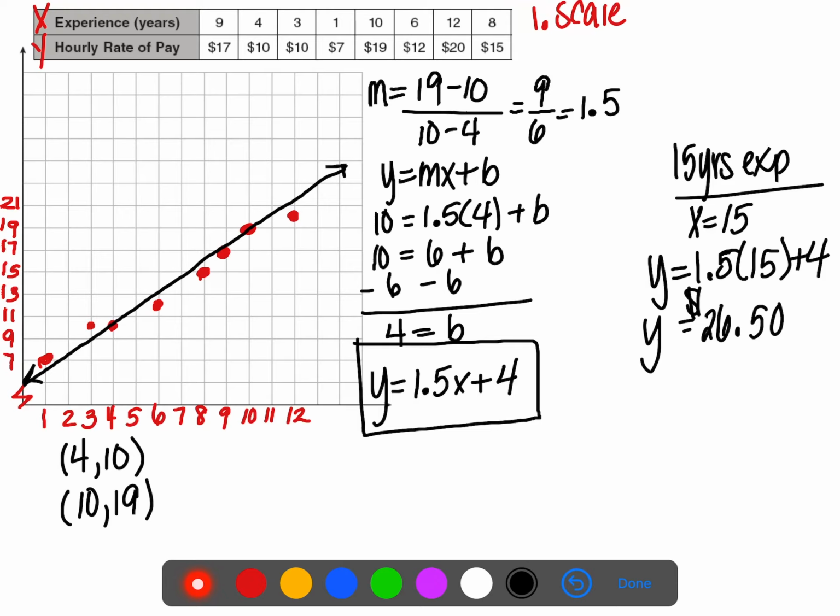So that is how we construct a scatter plot from start to finish. We put in our best fit line, solve for the equation like we've been doing for a while now, and then use it to make a prediction. Please make sure, as always, your notes are complete. You write down any questions that you have, and I will see you next time.